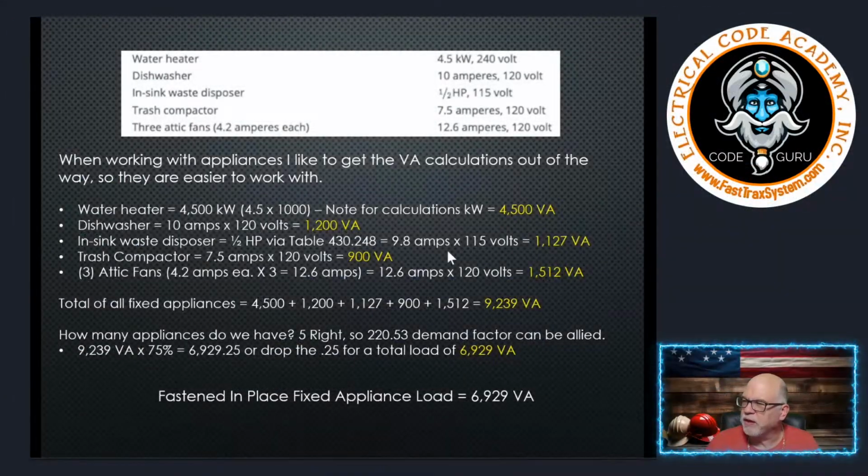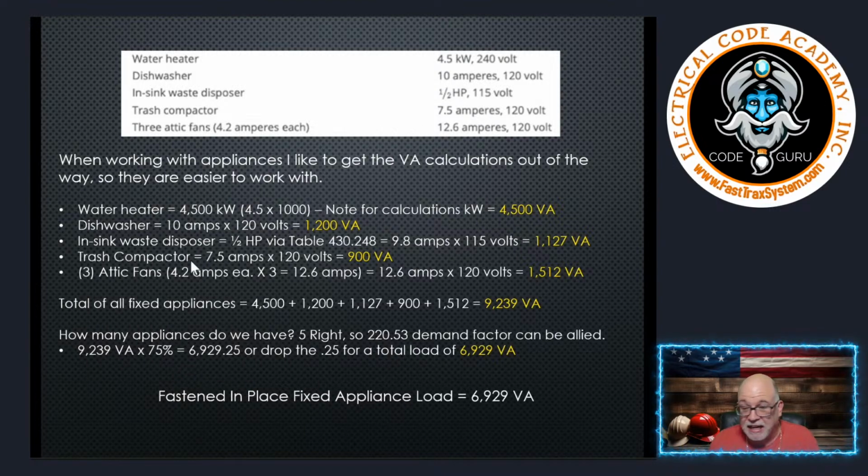All right, so we see that it's 9.8 amperes, and we're going to be multiplying it by 115, because it says 115. So in our case, just double check their math, 9.8 times 115, and that is 1,127, and that's what we're going to use. So the next one's a trash compactor.